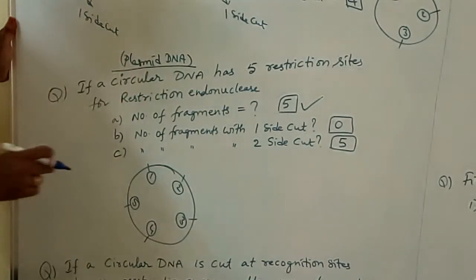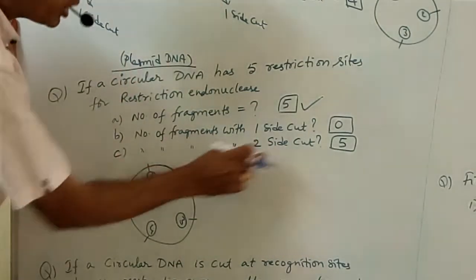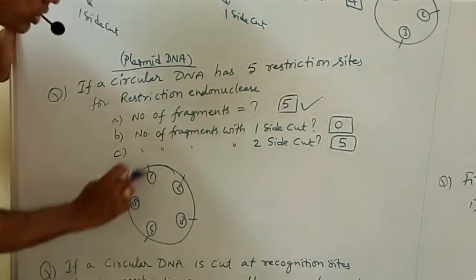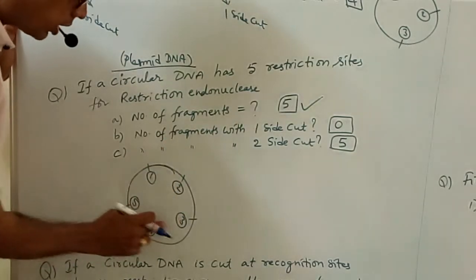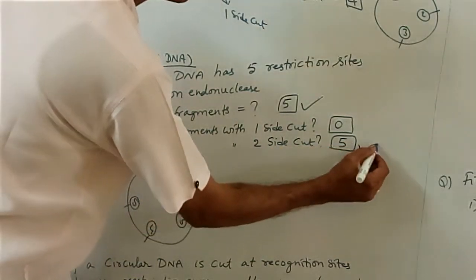Plasmid DNA. Number of fragments, two side cut. These are all the two side cuts. How many? 1, 2, 3, 4, 5. Okay.